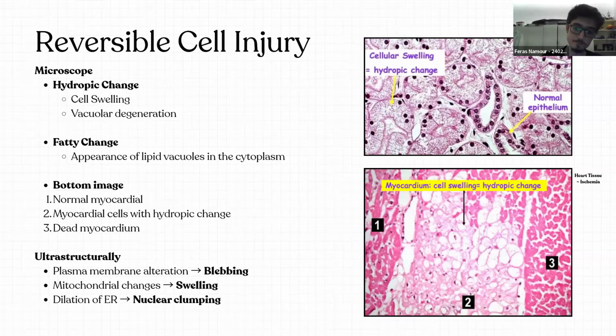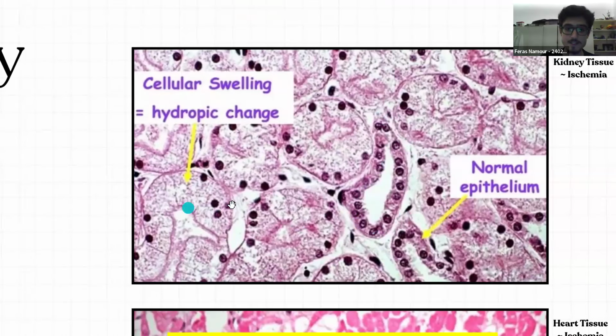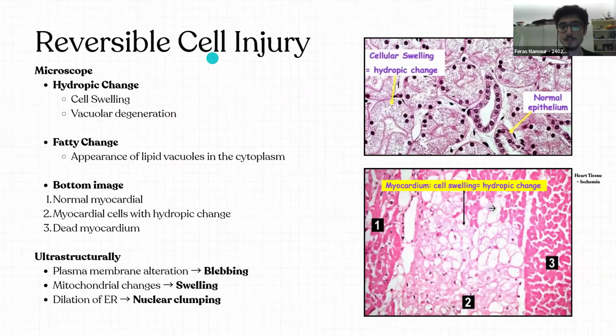back to normal, right? So for reversible cell injury, over here, I have normal cells, and then I have cells that are enlarged, swelled, but they're still alive. I can see their nucleus, so they're still alive. So this is hydropic change. This is cellular swelling. This is due to reversible cell injury.